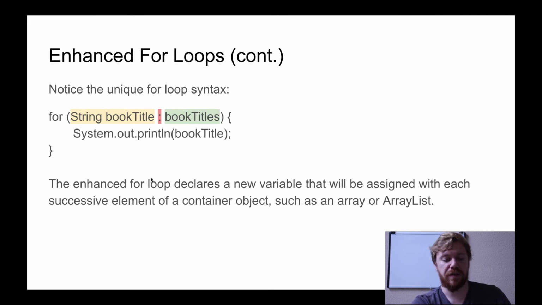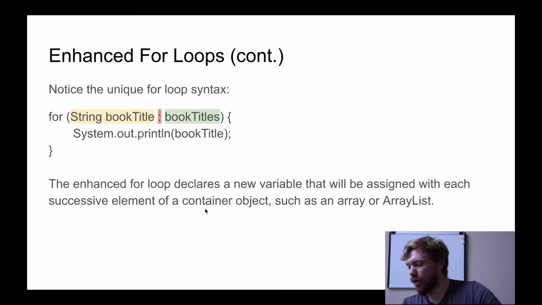And so the enhanced for loop declares a new variable that will be assigned with each successive element of a container object or a collection such as an array or an array list. And this brings up a good point. You can actually use this enhanced for loop syntax with arrays as well, just standard arrays. So I'll go ahead and show a quick example.